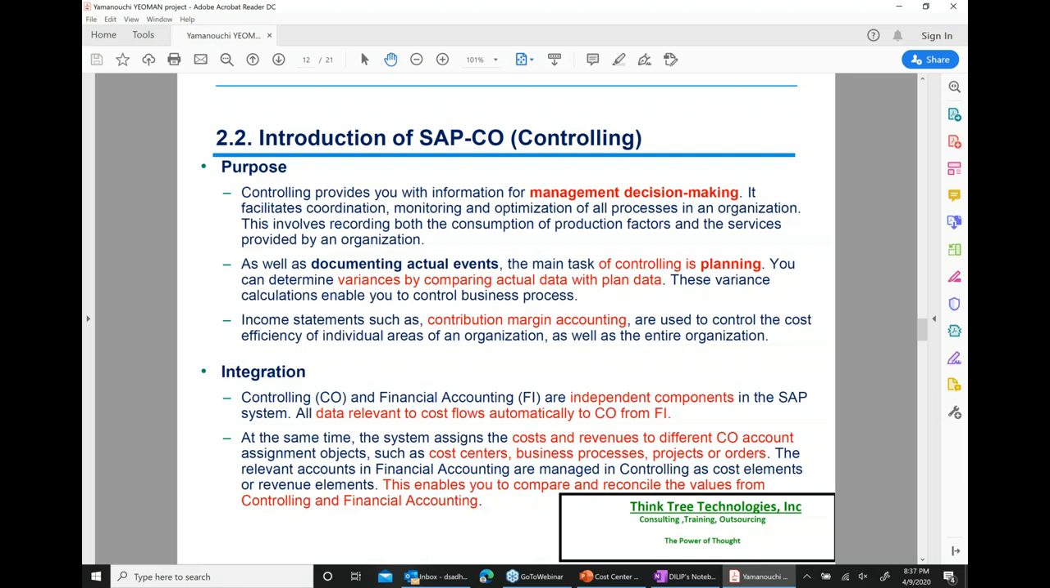Then there is also a term here called contribution margin accounting and cost efficiency. Cost efficiency. Pay attention to this word, cost efficiency. Now, what does this word cost efficiency mean? Okay, this year, my marketing cost was 3 million. Last year, it was 2 million. So, we incurred 1 million more cost.